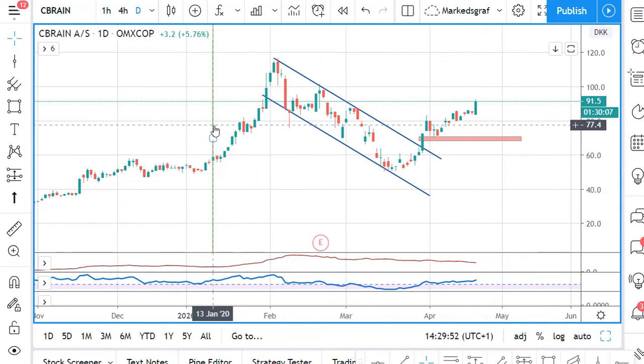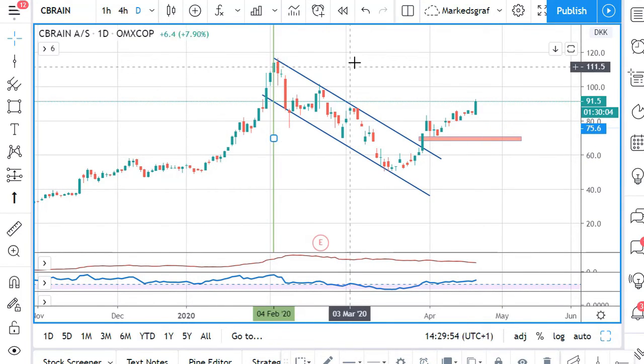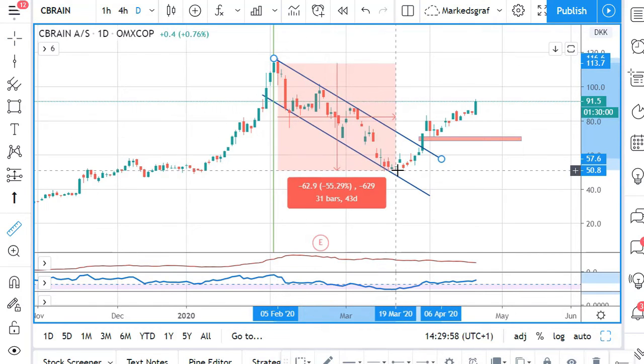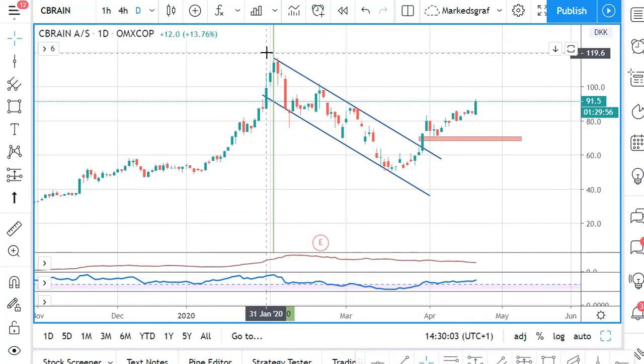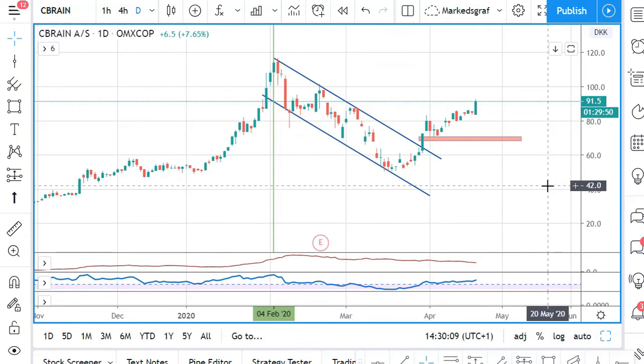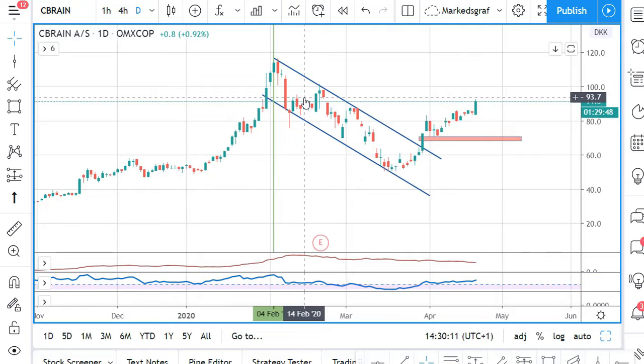Now, it could of course also have been that you bought it right here, and then if you didn't have a stop loss, you could be down, worst case, 55%. You could of course have held it through all the downturn here, and you could be sitting now at only around 20%. But a stop loss is something that makes sure that you get out of your losses quickly.